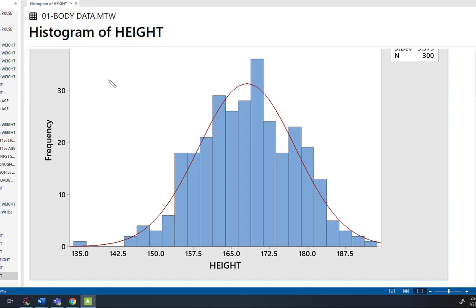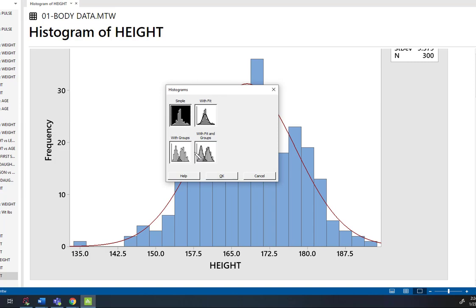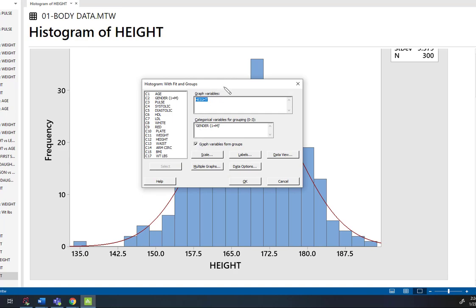Since we're here, let's look at a histogram where we break out male and female. And that's what these icons down here are doing. This would break out male and female. This would break out male and female, but impose a normal curve on each of those subpopulations. So I really think that would be interesting to look at.